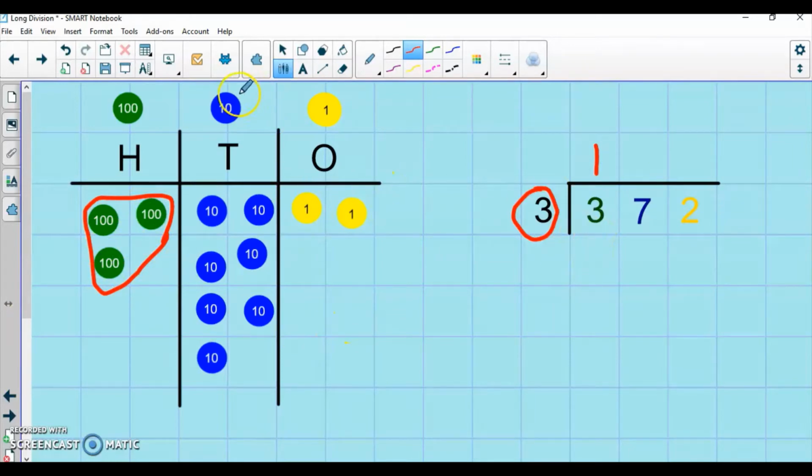Easy peasy. When I'm looking at my 10s then, I've got 7 tens here. So let's look at grouping. How many groups of 10s do I get?